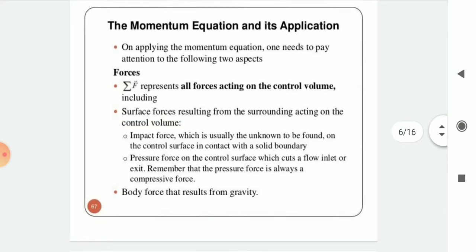On applying the momentum equation, one needs to pay attention to the following two aspects. First, forces: summation of F vector represents all forces acting on the control volume, including surface forces resulting from the surroundings acting on the control volume, impact force, which is usually the unknown to be found on the control surface in contact with a solid boundary, pressure force on the control surface which cuts a flow inlet or exit, and body force that results from gravity. Remember that the pressure force is always a compressive force.